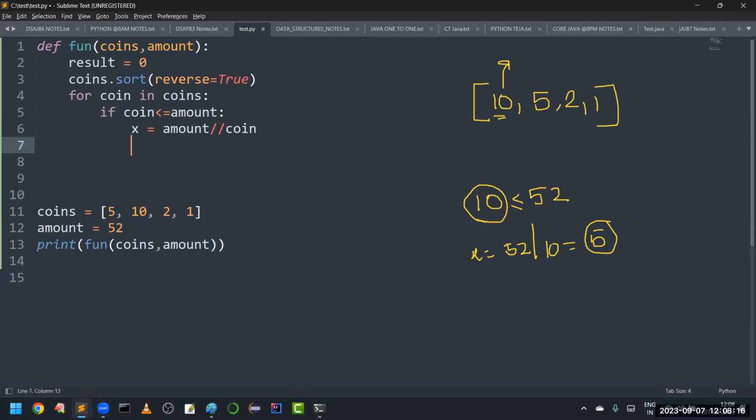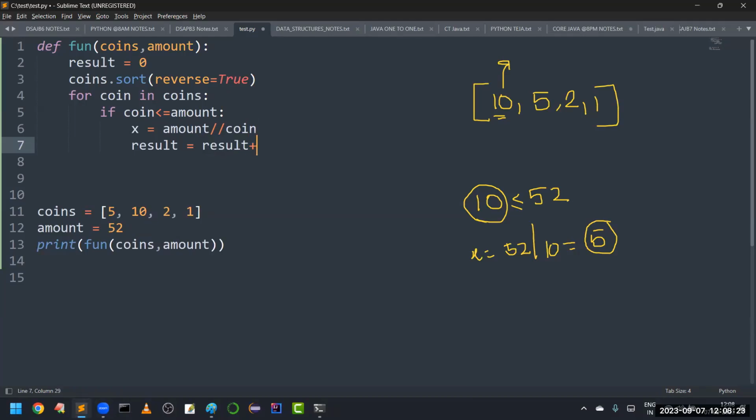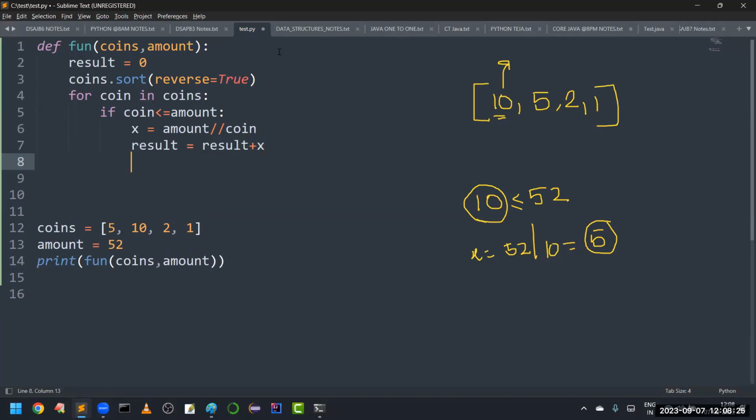So then what we are going to do is add that value into the result. Result is equal to already available result plus x. So initially how many coins are we going to select? Result is 0. We added these 5 coins. We have to select 5 coins.